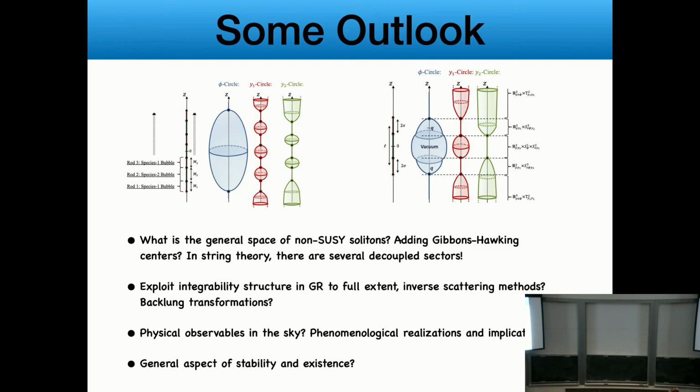And then, as I claim, these things are non-supersymmetric, and you can ask, could I actually see these things in the sky? Could I see them in gravitational wave collisions? Can I say something about their phenomenology and so on? And there is also a question of stability, right? So this is probably the most important thing.